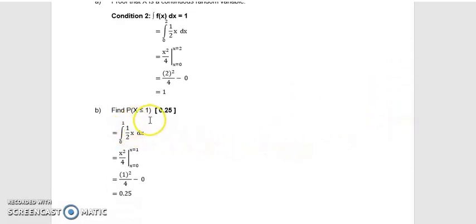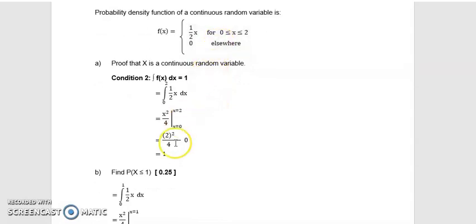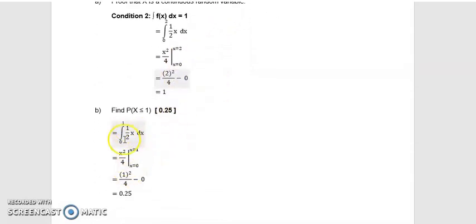Question B also I think no problem for you. So this one is similar to the previous part. Find the probability of x less equal to 1. Okay, so if x less equal to 1, so still within this interval. So you integrate from 0 to 1. Okay, so integrate this function from 0 to 1, then you will get 0.25. So this is very simple integration.